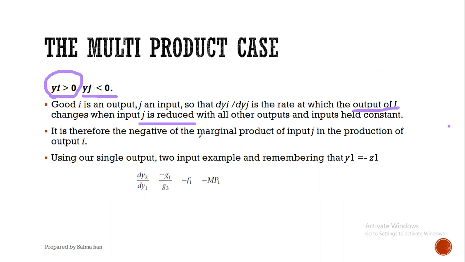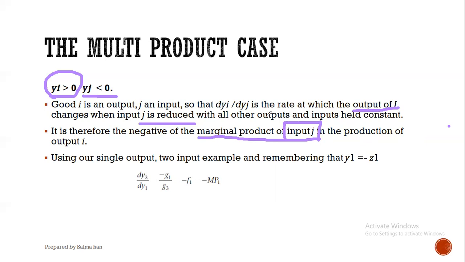Therefore, the input j that we have, why is it an input? Because yj is less than 0. The marginal product of input j in the production of output i is negative. That is dy3 divided by dy1 is equal to the negative of g1 by g3. It is the negative of g1 by g3, and the function will become a negative function of f1, and therefore it is equal to minus MP1.